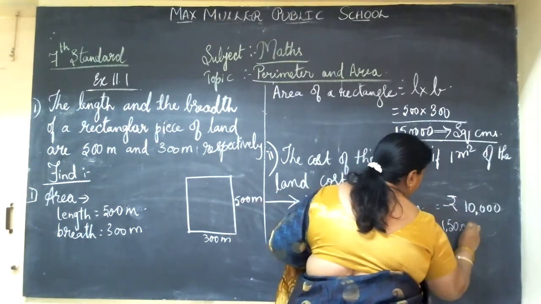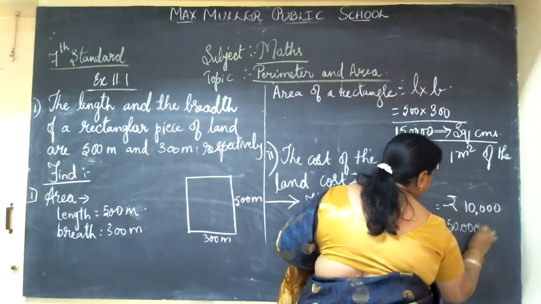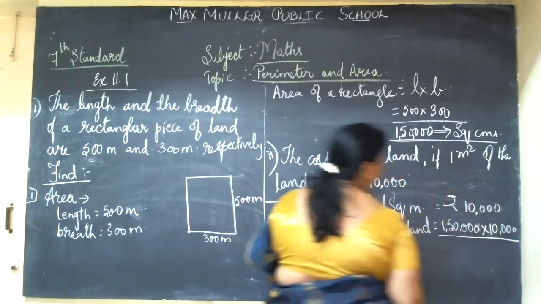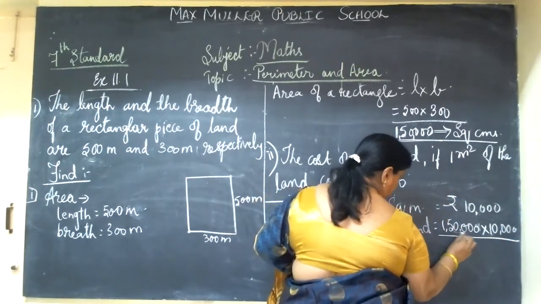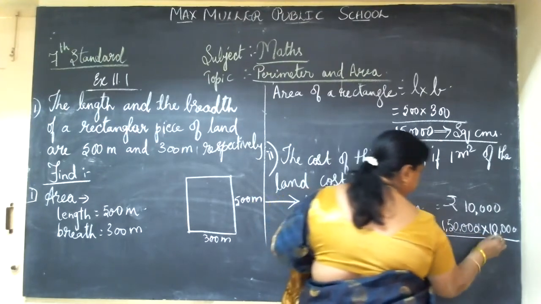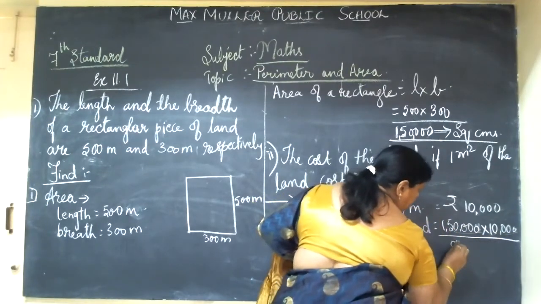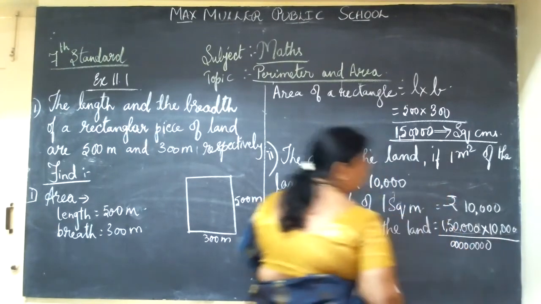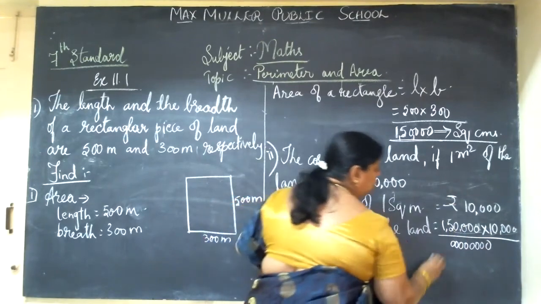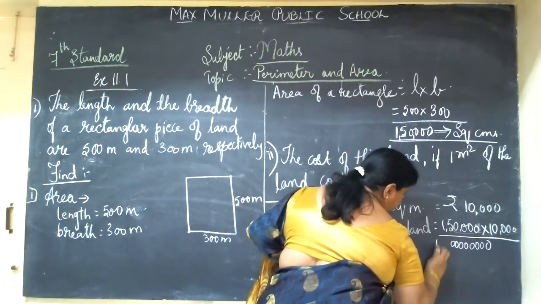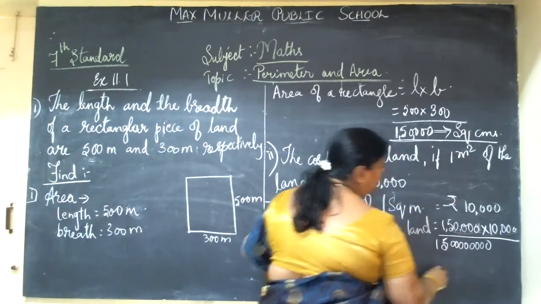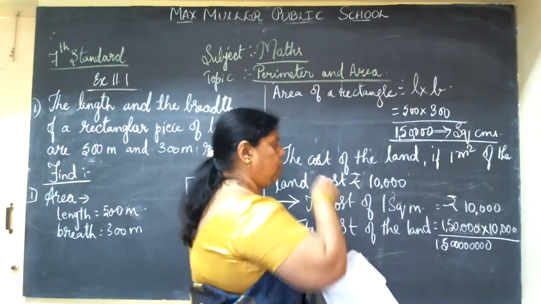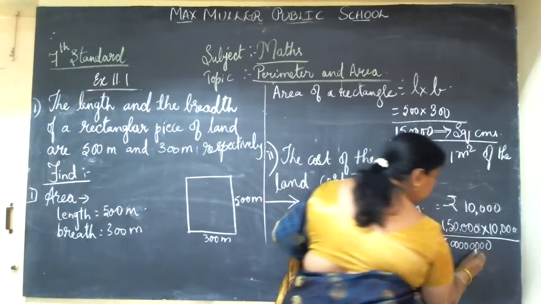1,50,000 into 10,000. So these 4 zeros also you have to write. And these 4 zeros also I have to write. 1, 2, 3, 4, 5, 6, 7, 8. First you write 8 zeros. Then 1 15s are 15. So this we will write, we'll note the commas in the international system.